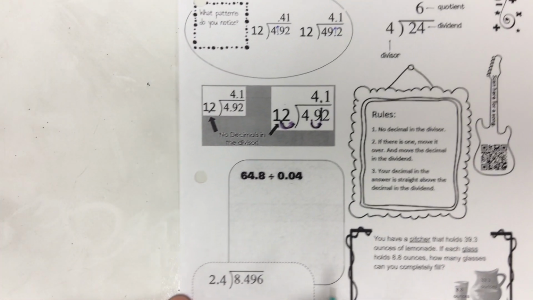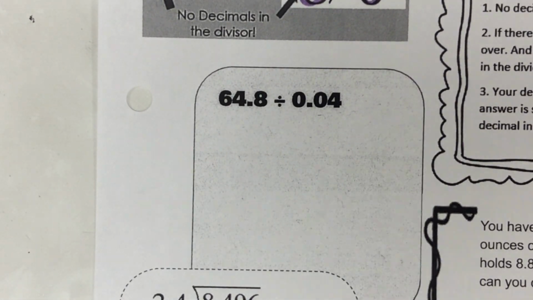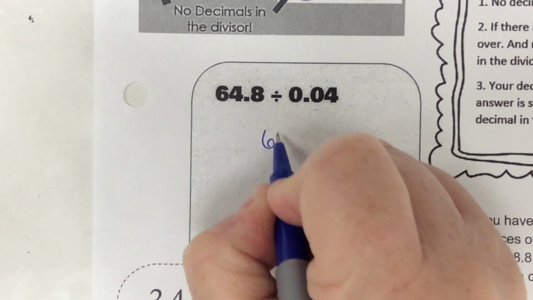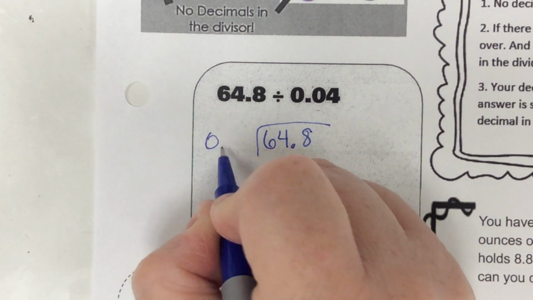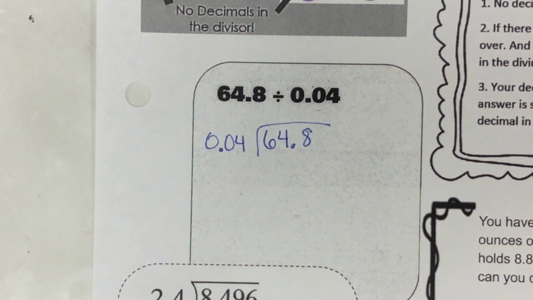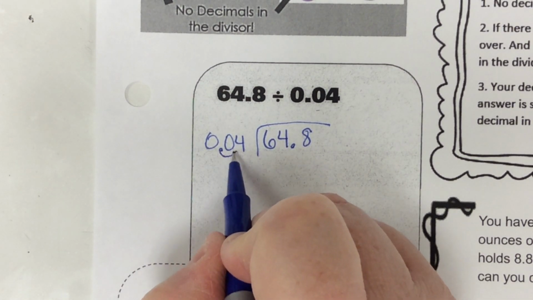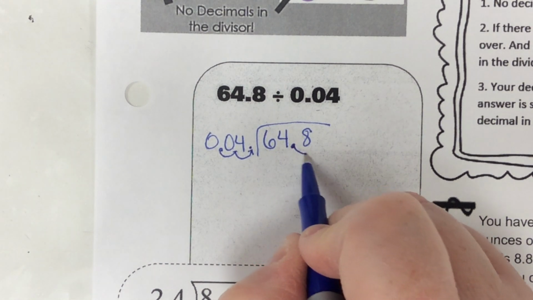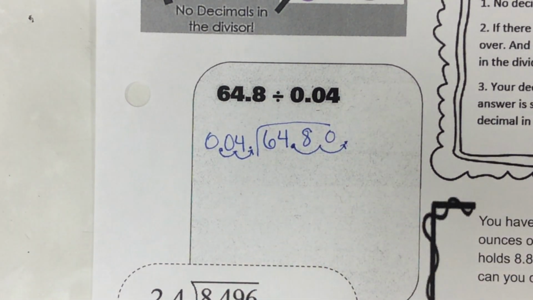All right, so we're going to apply my rules right here for this problem. Remember, the first number that you always read is the one that goes in the house. So what I have is 64.8 divided by 0.04. I know my rule is no decimal out here in my divisor. So move it over 1, 2 places. That's what it took to get me a whole number. So move this one 1, 2 places. I'm going to add a 0.